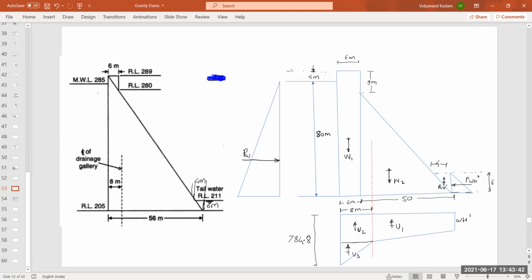Now we have to separate U2 from this. For this, we have to find out what this vertical height is. What is the formula for uplift pressure at the gallery? Uplift pressure at the gallery is given by W into H dash plus 1/3 of H minus H dash.